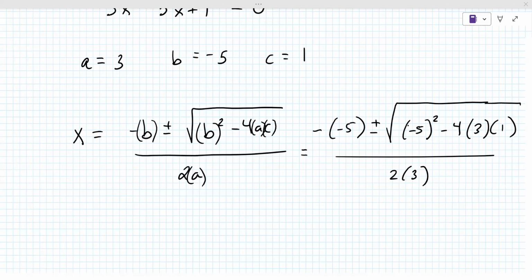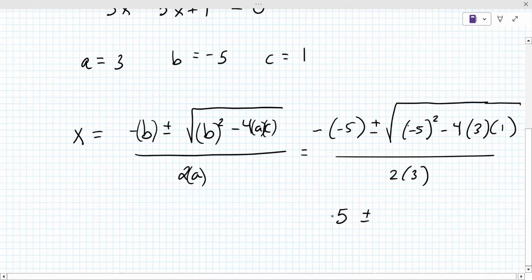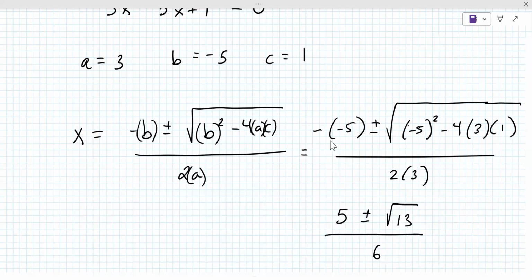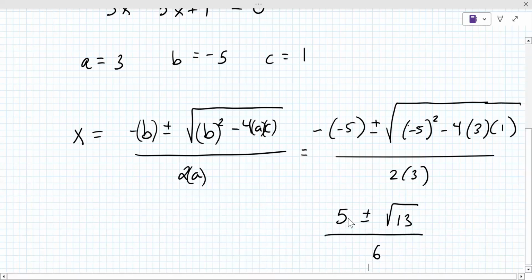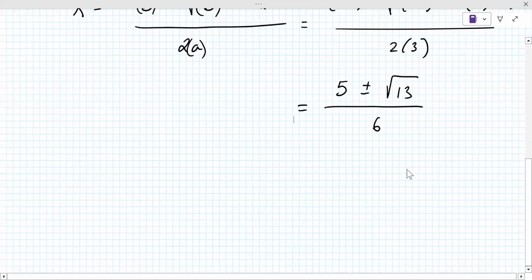13. It is 13. Good. So this becomes 5 plus or minus the square root of 13 over 6. Is it clear why it becomes 5? The two negatives cancel out. 2 times 3 is 6. Just kind of 3 separate calculations there. All right, good.